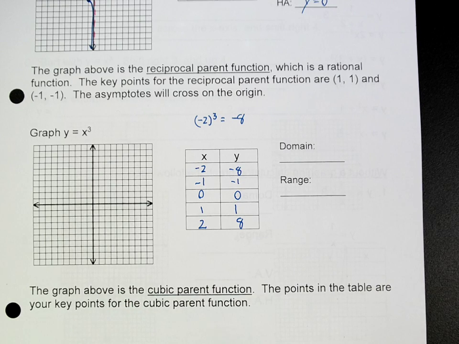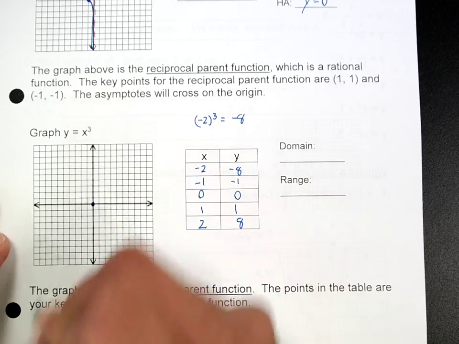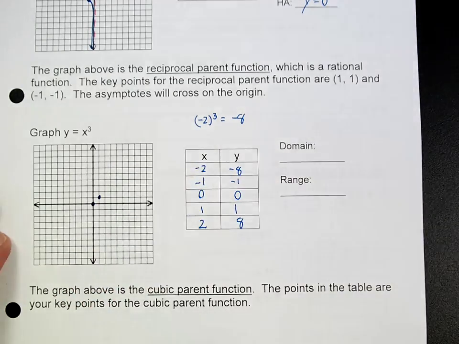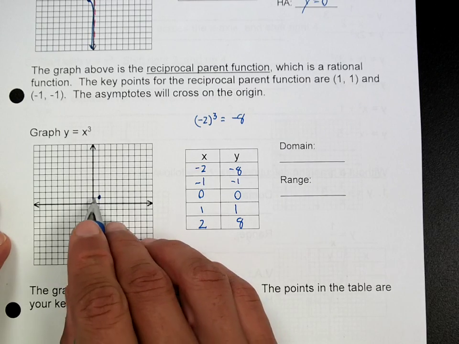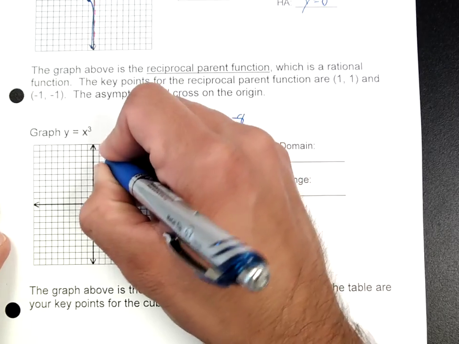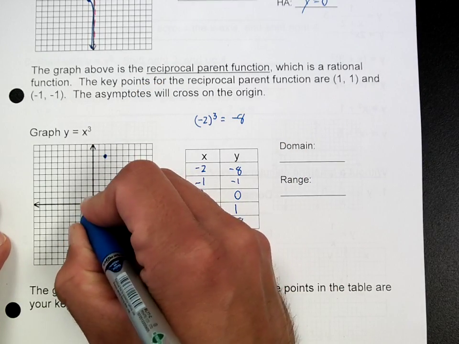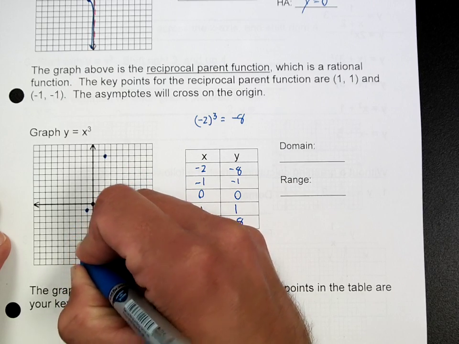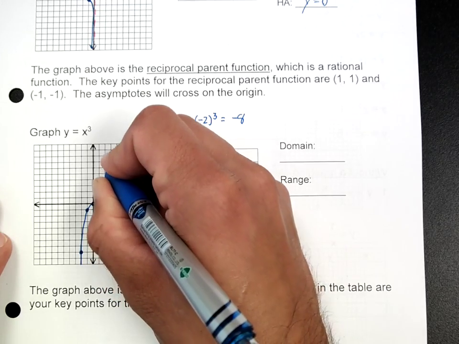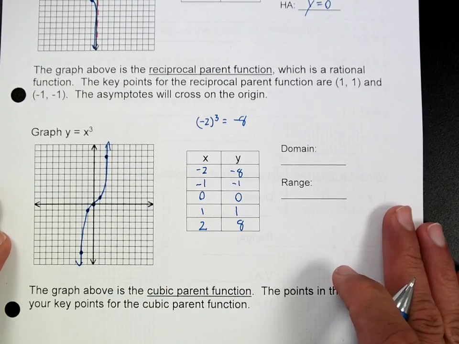All right. So now I'm going to go ahead and graph that. I have 0, 0 right there. 1, 1. And then I have 2, 8. So from here, you go 2 and then up 8. All right, so I'm going to be right here. Then I also have negative 1, negative 1. And negative 2, negative 8. Alright, just like that. That's what that looks like.